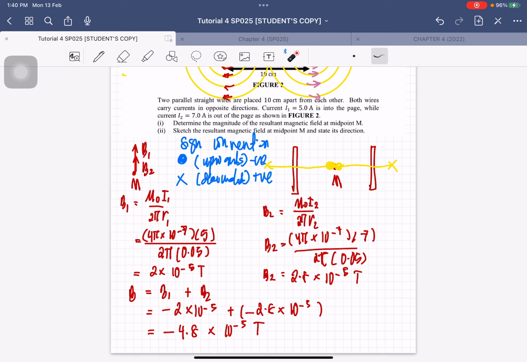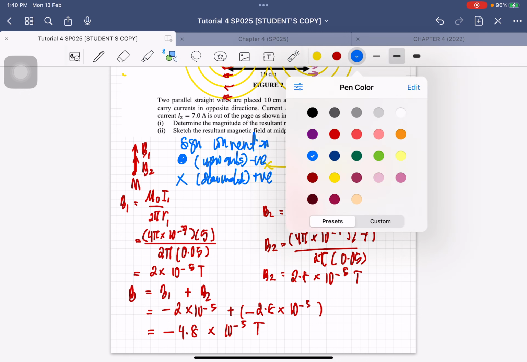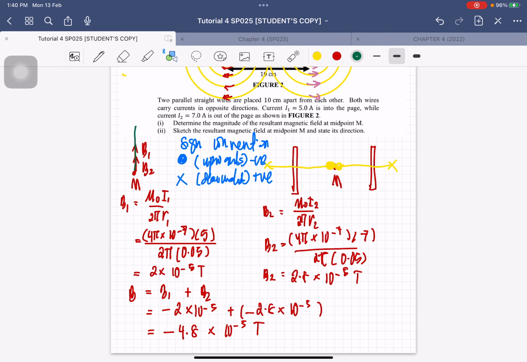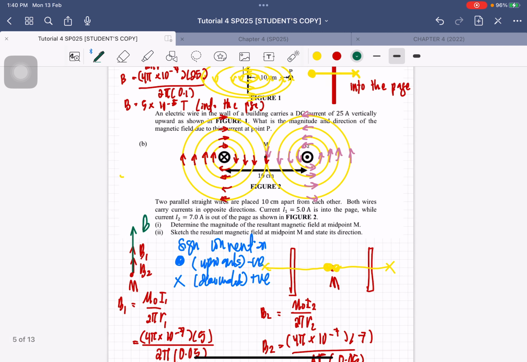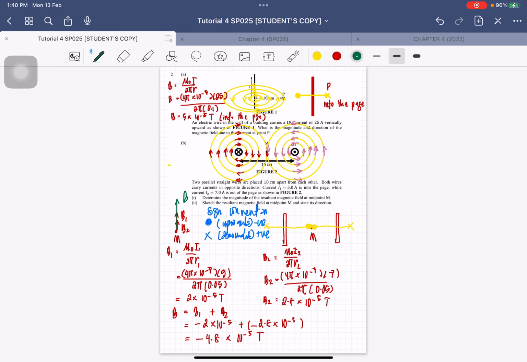So for the direction, you just have to follow the way I do it here lah. Okay, so the resultant is basically like this. So this is B resultant. Okay, alright, so that is question number 2. Oh, yeah kan? Yeah, question number 2.